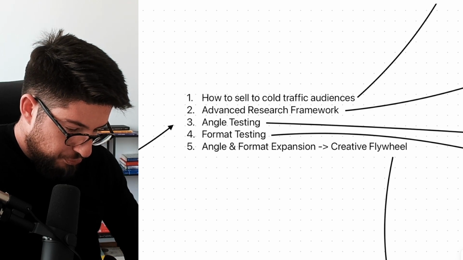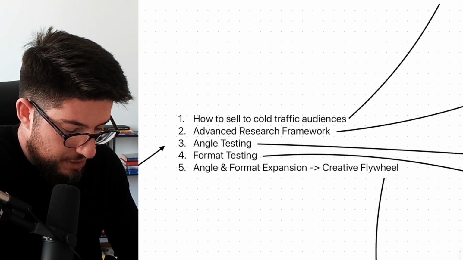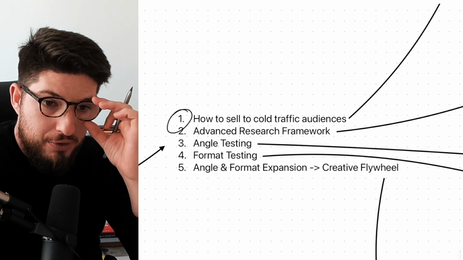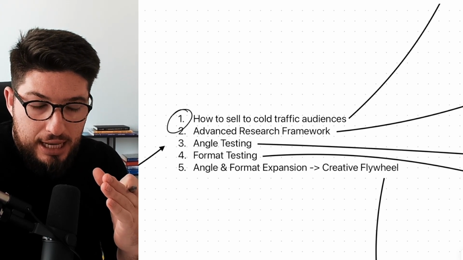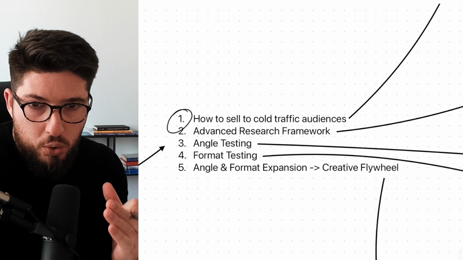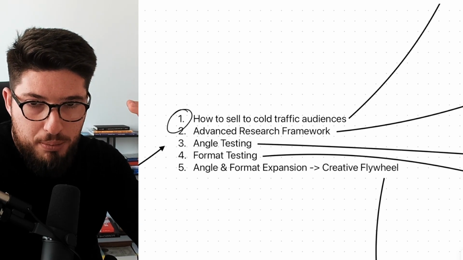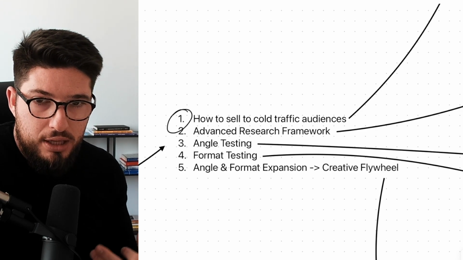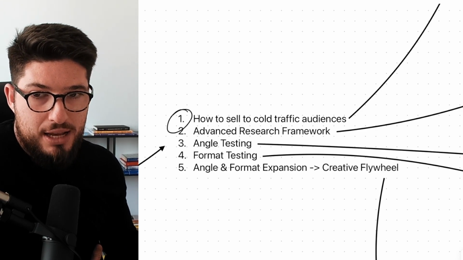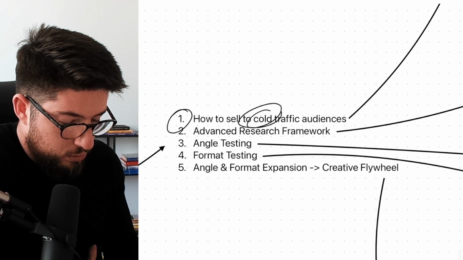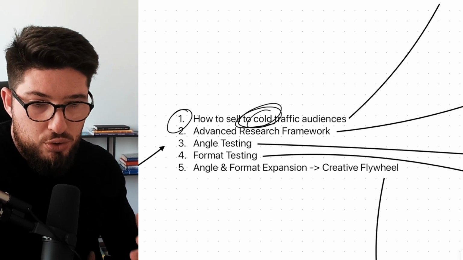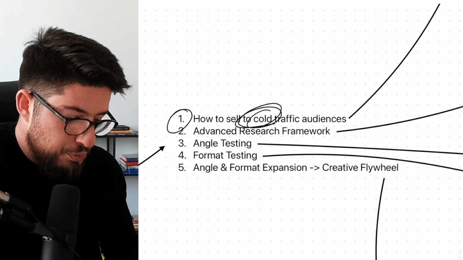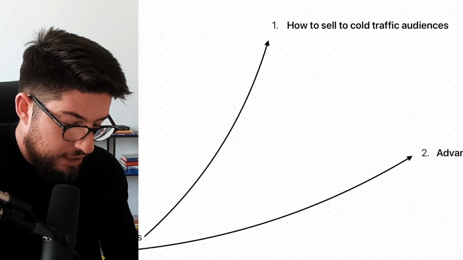So the very first point here in this system would be how to sell to cold traffic audiences. Facebook ads, like, we're selling to people who are on social media in a high dopamine state, just consuming and consuming and consuming, and they're not actively there to buy something. So it's very cold traffic, and we need to understand how to join that conversation, how to talk to them in that state and make it very tailored to them.